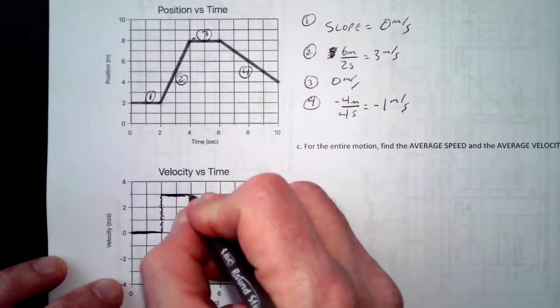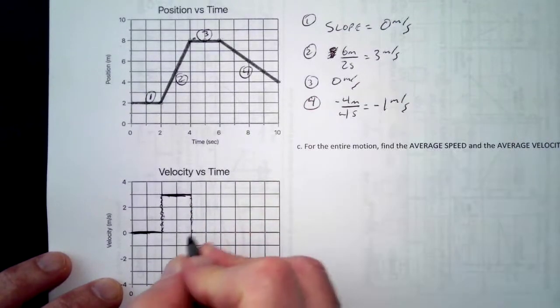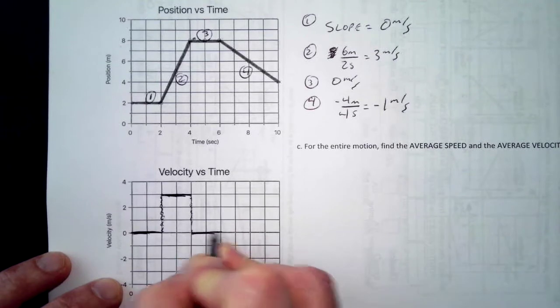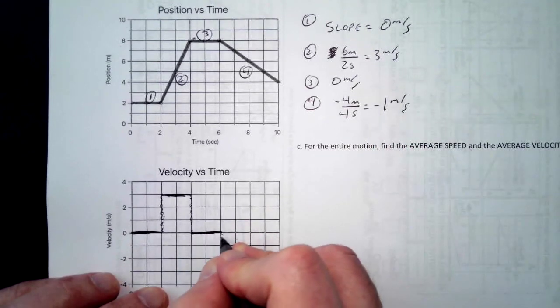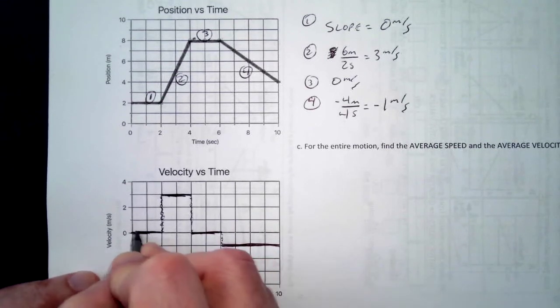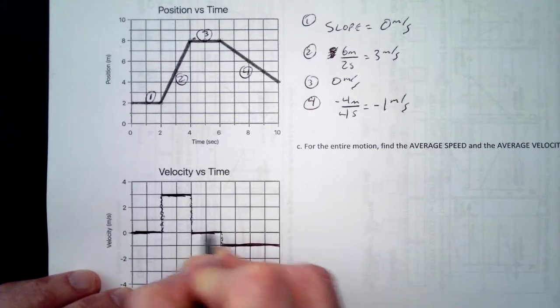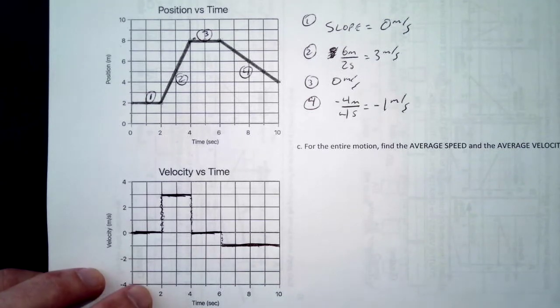No difference? All right. So here, I've got a velocity of 0 for the next 2 seconds. And then I've got to have a velocity of negative 1. So that's what your velocity time graph looks like for the first one. Ask questions if you have them.